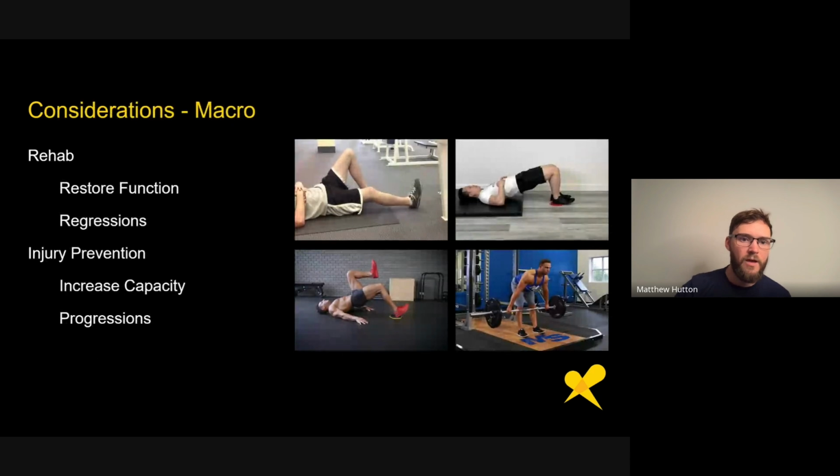Cool. So breaking down this concept of the macro a little bit further, these pictures demonstrate, at least in my mind, a progression for a hamstring exercise. In a rehab setting, maybe you're doing something really basic like a hamstring set, just a really light isometric contraction. Then after you can get there, you're progressing along the continuum of regressions and progressions. So start them wherever you can start.